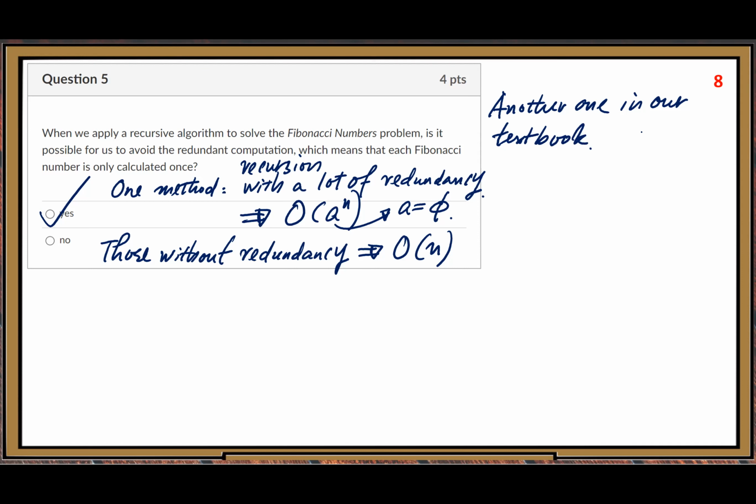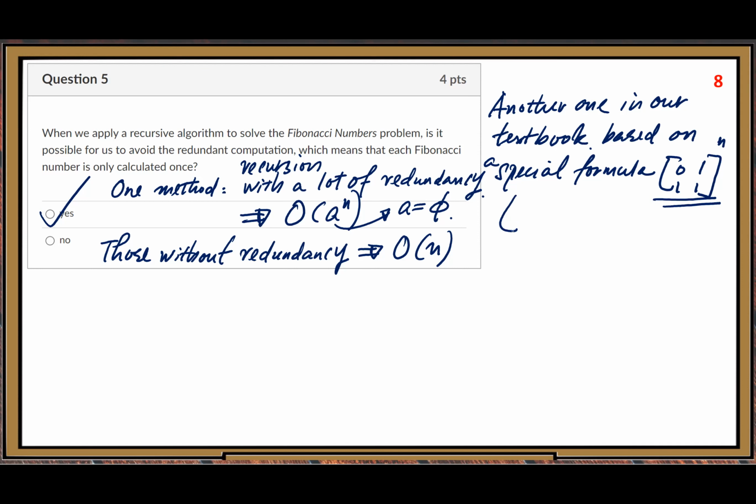Another one in our textbook, based on a special formula. That formula uses this matrix. Very special matrix. That one is big O of log n. So that one is very interesting.